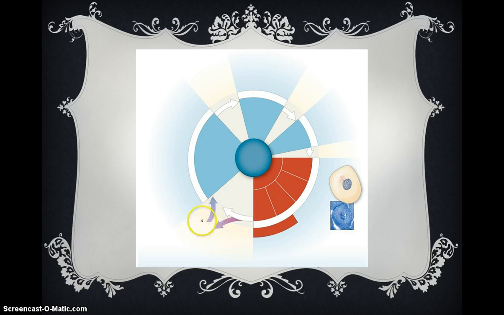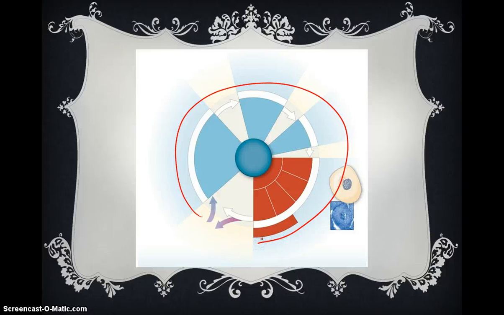Every cell goes through a cell cycle. This is illustrating an entire cell cycle. This is from the time a cell is produced until it is going to divide again. The majority of that time is spent in interphase.